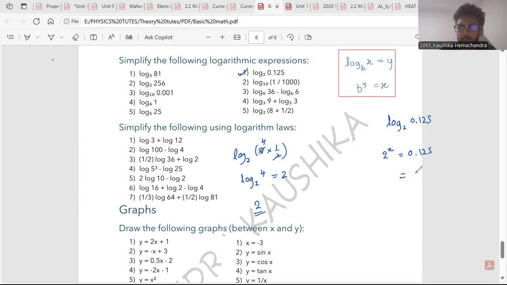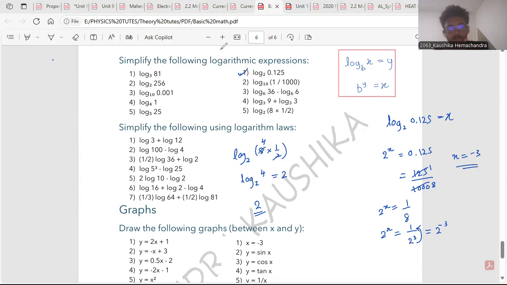So what is 0.125? That is 125 over 1000, right? That is 1 over 8. 2 to the power x is equal to 1 over 8, right? x is the answer that we are coming to here. 8 is 2 to the power 3. 2 into 2 is 4, 4 into 2 is 8. 2 to the power x is 1 over 2 to the power 3. Then 2 to the power 3 comes up, it becomes 2 to the power minus 3. Right? So x is equal to minus 3.